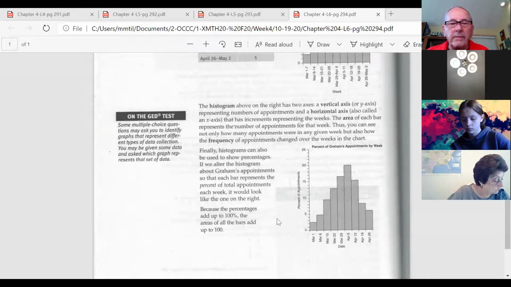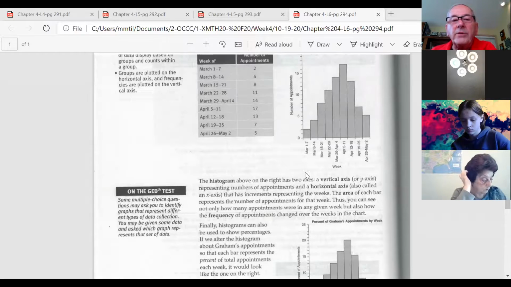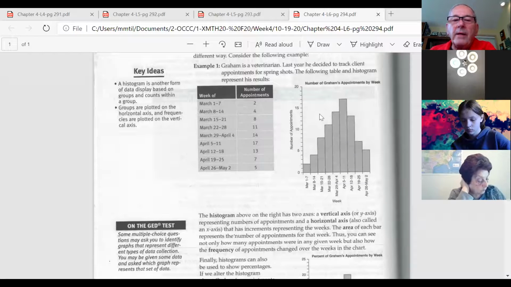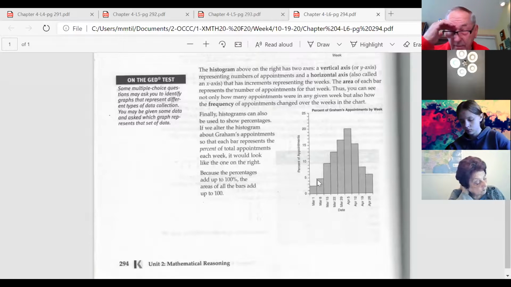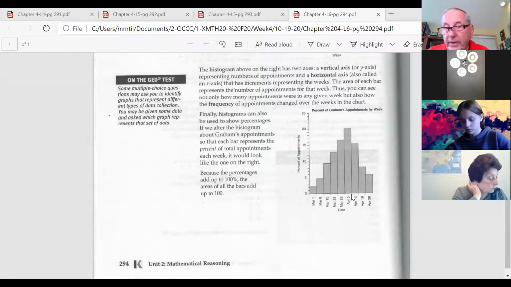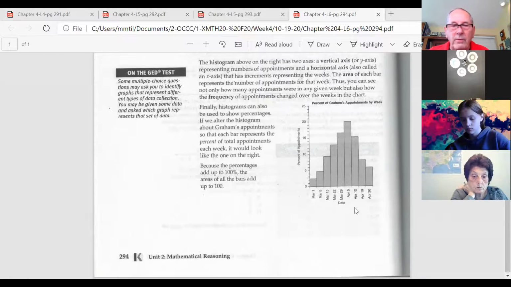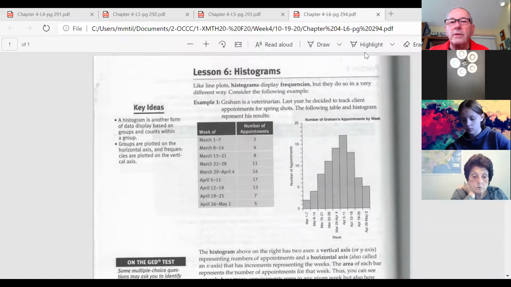Histogram, okay. And then you can have it by percent application, number of appointments. You can make that y-axis whatever you want, however you're collecting data. And the x-axis is just groupings of whatever. In this case, it's dates. In my case, it was just scores on the test. Between 30 and 31 is one group, 32 and 33. That's how I grouped it, but you can group it however you like. So let's go on to the next one.